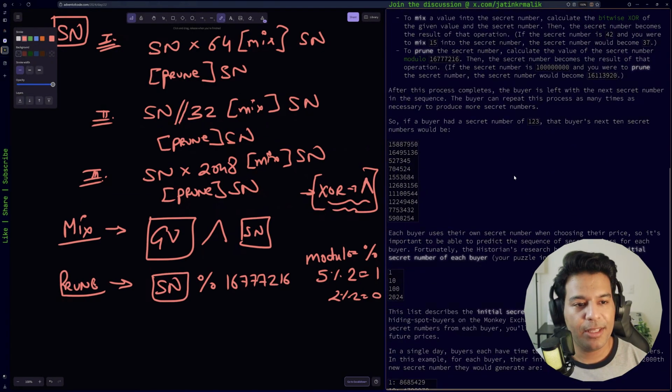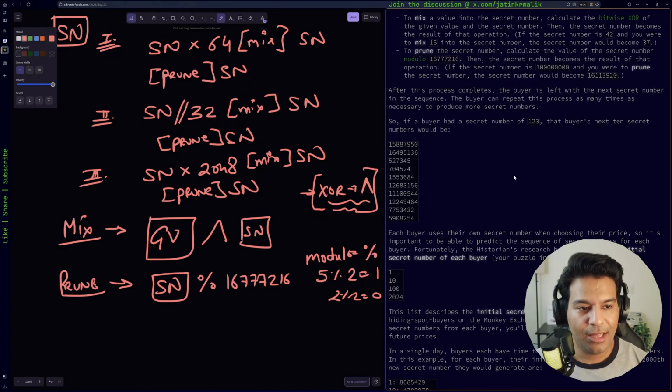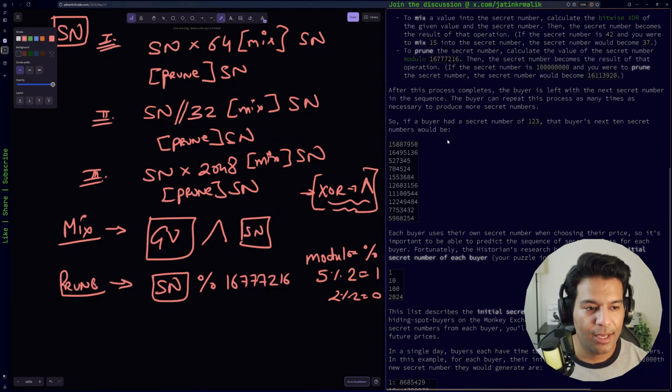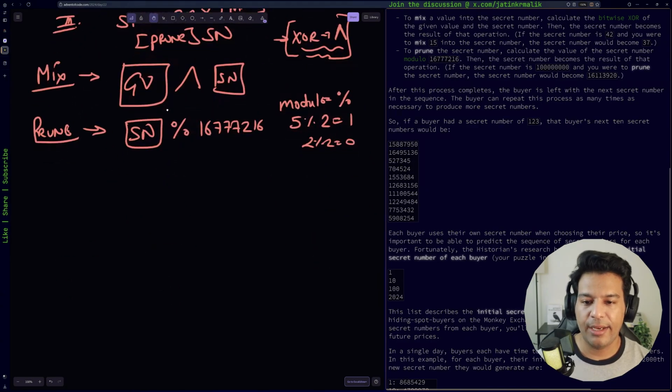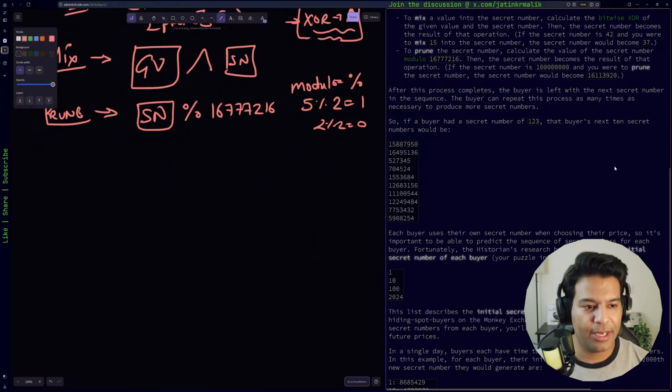Reading on, after this process completes, the buyer is left with the next secret number in the sequence, and the buyer can repeat this process as many times as necessary to produce more secret numbers. If a buyer has a secret number of 123, their next 10 secret numbers would be this. We should definitely do a dry run here to make sure that we understand the problem well. It is always good to first take the test case and write it down with pen and paper and see if you understand the logic. Writing code is usually the easy part.